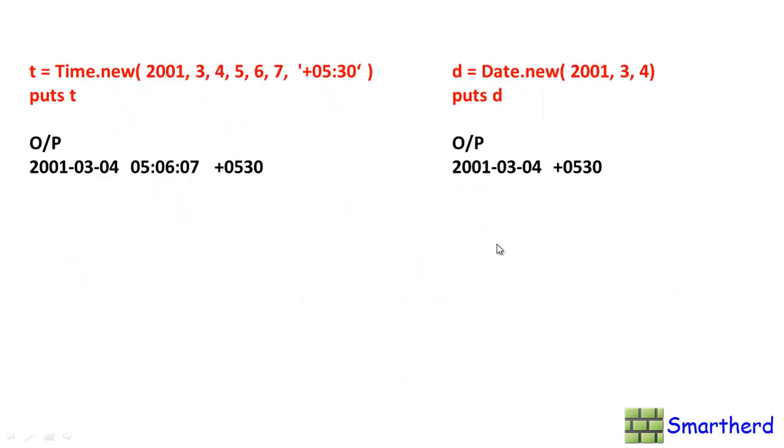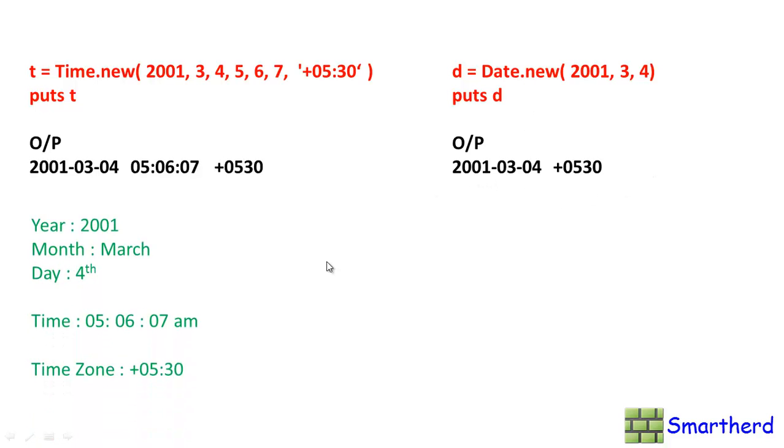Earlier we used these syntaxes and the output was as simple as the interpreter gives us by default, like this: 2001, month, date, time and time zone. Similarly, in the case of the Date class also, we were getting simple output. Now, what if you want the output like this: year, month, day, like 2001, March 4th, then the time with AM or PM, evening or morning, and also the time zone in this way.